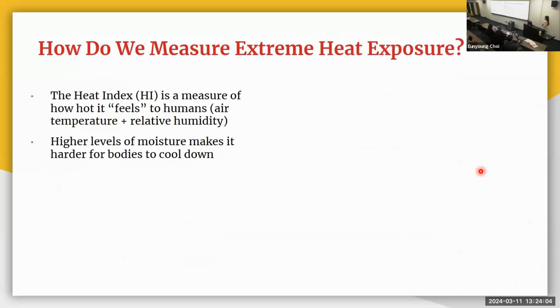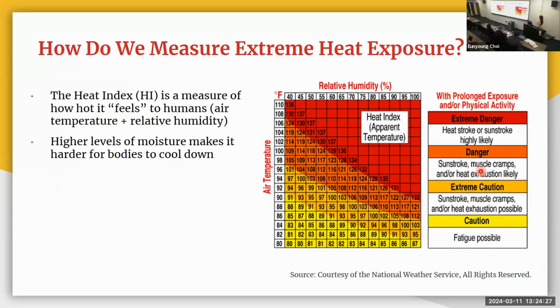So how do we measure extreme heat exposure? Heat index is a measure of how hot our body actually feels. It incorporates information not only from the air temperature, but also the relative humidity. This is because higher levels of moisture make it much harder for bodies to cool down. This diagram, which we adopted from the National Weather Service, shows the different cutoff levels of how heat can actually impact our body.